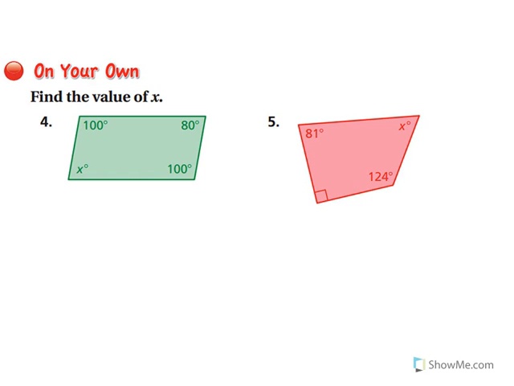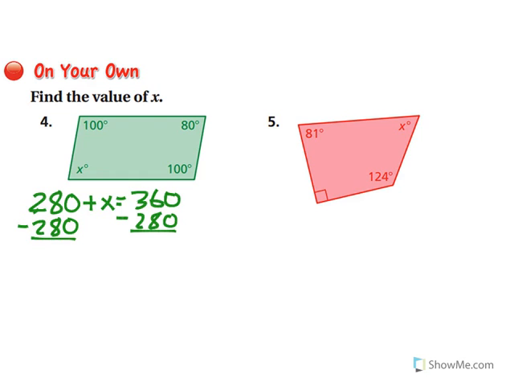Okay, well, let's see how you guys did with this. So for number 4, we're going to have, again, I don't mind if you add them ahead of time if you can do it easily. 100 plus 100 is 200 plus 80 is 280. So we have 280 plus x equals 360. We're going to subtract 280 from both sides. And we get x equals 80. And that is our missing side.